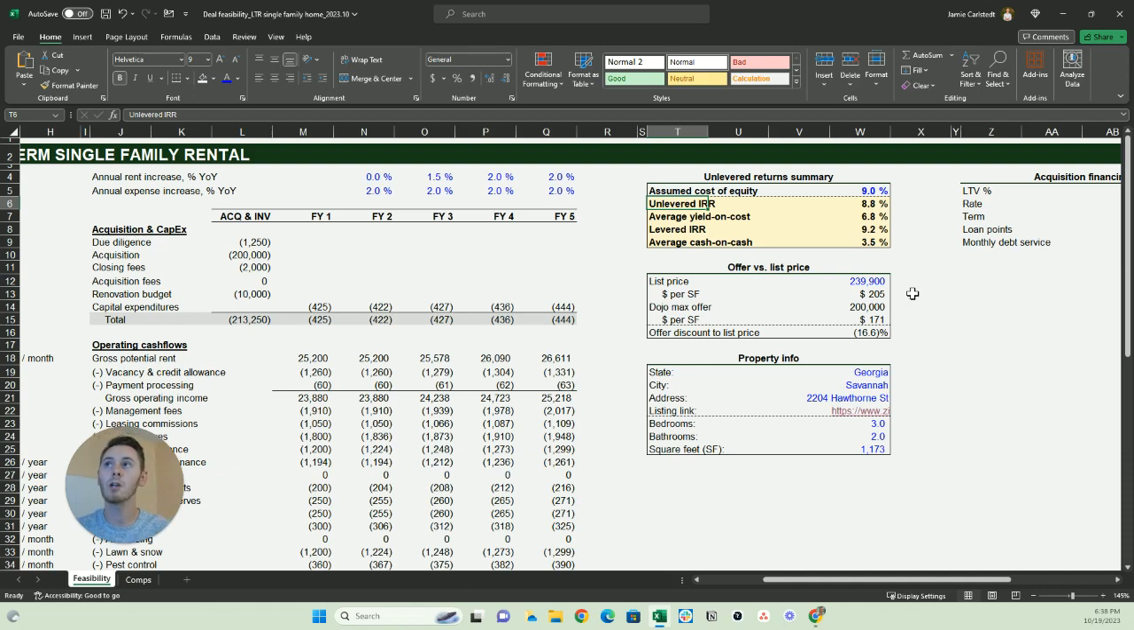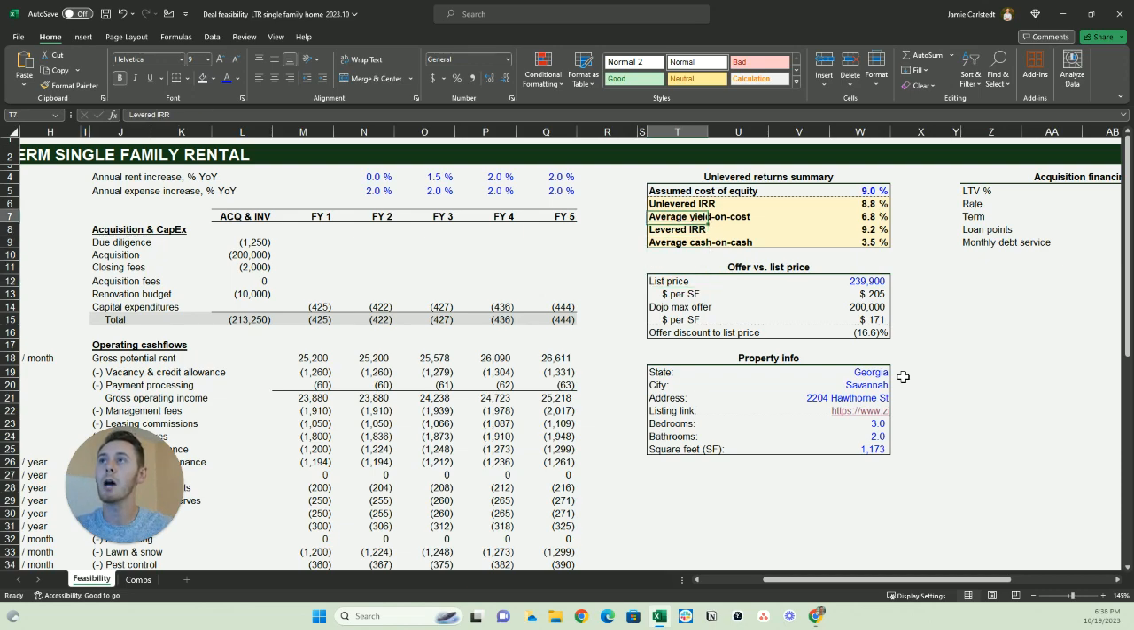So you want to always look at both types of returns, for both the unlevered structure of the deal as well as the leverage structure of the deal. So now we can look at the offer. Now we're getting into how do we know what to offer for the property.